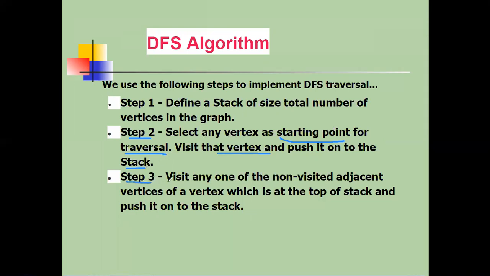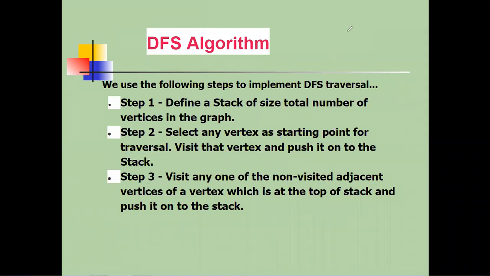Fine. Then step 3, visit any of the non-visited adjacent vertices. This is very important. If I am selecting a starting vertex, after that I have to select non-visited adjacent vertices of the vertex which is at the top of the stack. Yes, whatever is stored at the top of the stack, its adjacent vertex, which is non-visited, we have to put into the stack. Visited means we are pushing into the stack, meaning it has been visited. If it is not visited, we have to push that element into the stack. Okay, so fine, everyone clear on step 1, 2, 3?